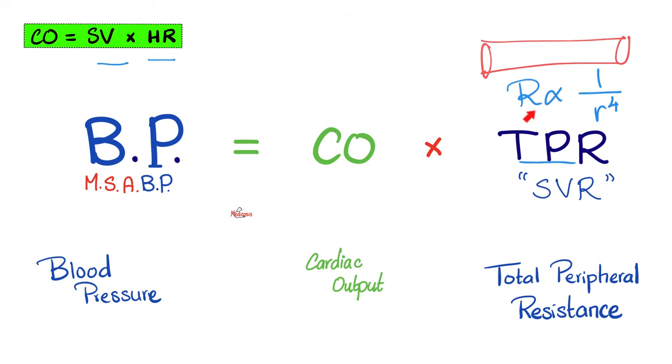The lower the radius, the greater the resistance. If the radius decreased to half of its original value, do you know what's going to happen to the resistance? Please do not say it's going to double. It's 2 power 4, i.e. the resistance will increase and go up. It will become 16 times greater than the original value. So vasoconstriction decreases the radius, increases the resistance, which increases the total peripheral resistance, which means the blood pressure will go up. Conversely, vasodilation increases the radius, lowers the resistance, and lowers my blood pressure.